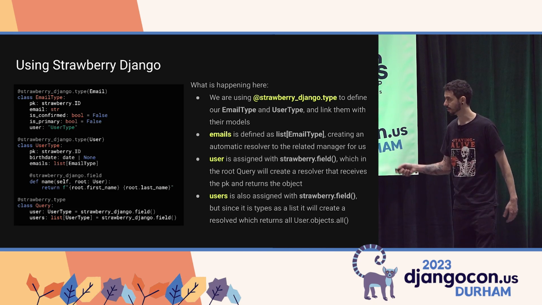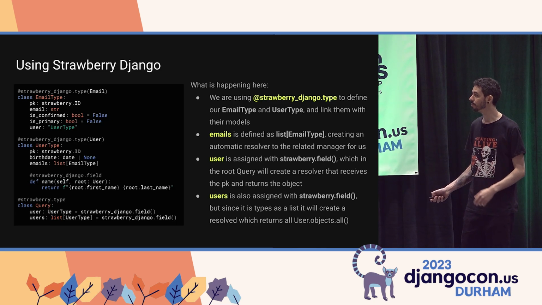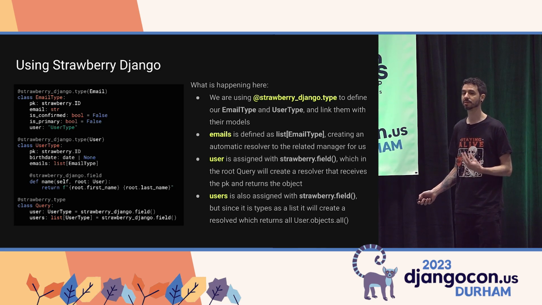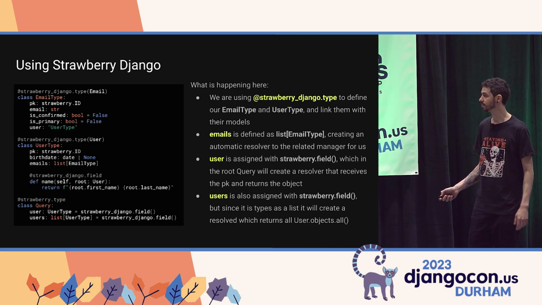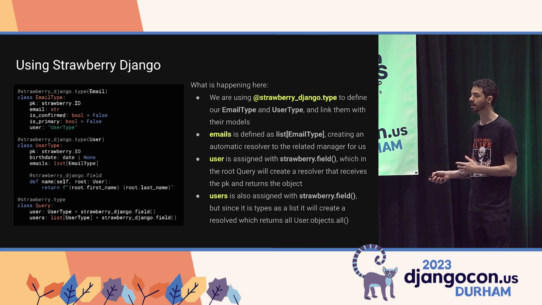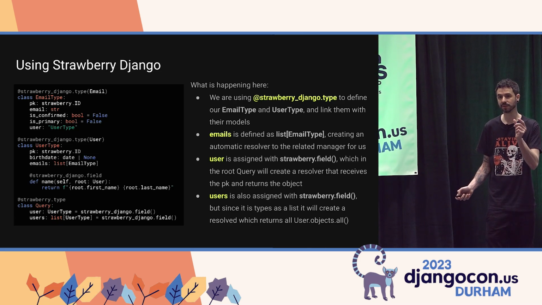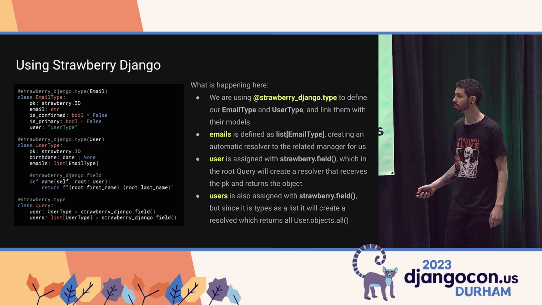Yeah, and this is important to talk about. And the query itself, you'll notice that I didn't define a function, a resolver to it, and the integration will do that for us. So when I say that I have a user which will return a user type and I assign it to a Strawberry Django.field, it will automatically create a resolver for me, which will receive a single argument called PK, which is the primary key, and retrieve the user for me.